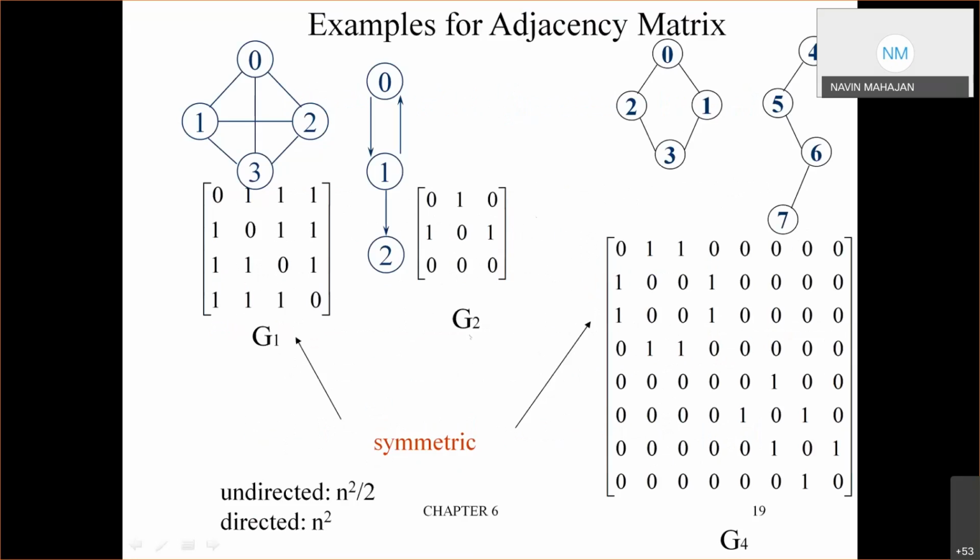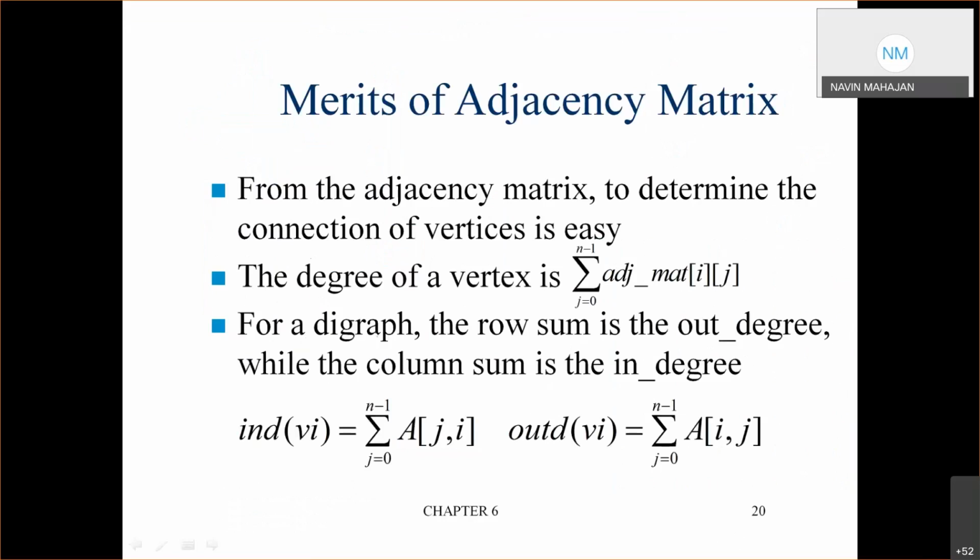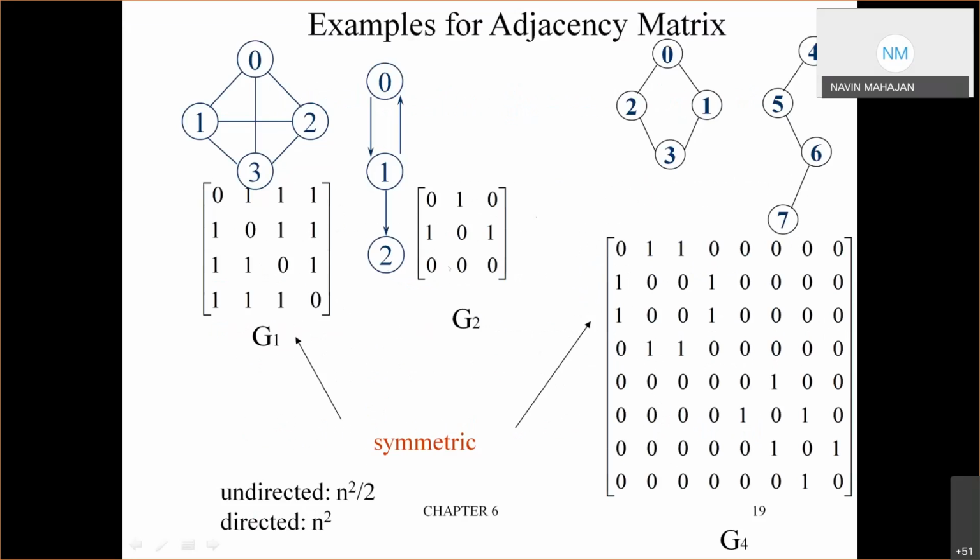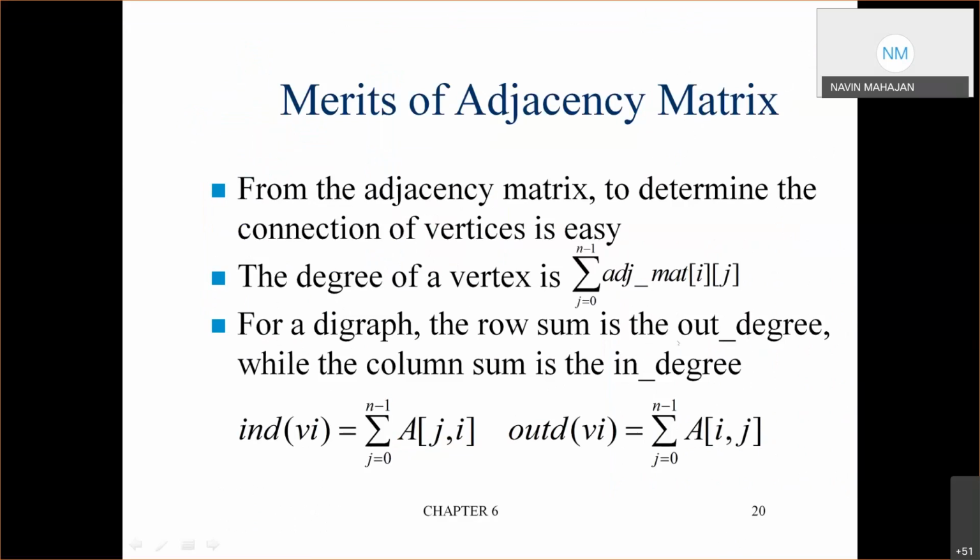So what is the row sum here? For vertex 2, the row sum is 0, which means there is no outgoing edge. What about the column sum? There is one incoming edge. Let me read it again: for a directed graph, the row sum is the out degree and the column sum is the in degree. Row sum, out degree; column sum, in degree.